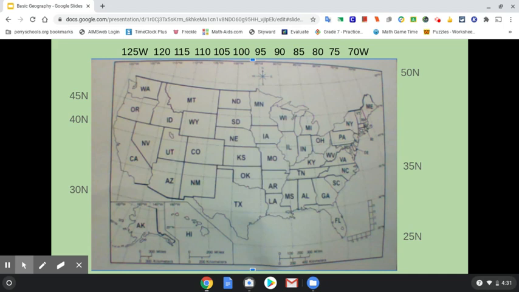Now I'm going to go down here, and I do have to curve just a little bit like the lines do, and I need to go to where the 40 degree north line is. So I'm coming this way. There's the 40 degree line, and I am in Ohio with the abbreviation of OH. So on my assignment, I would just type in OH.